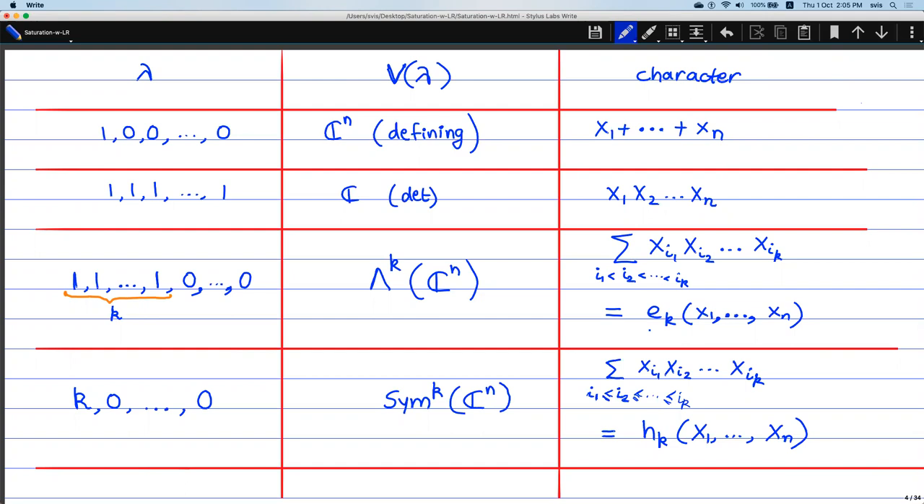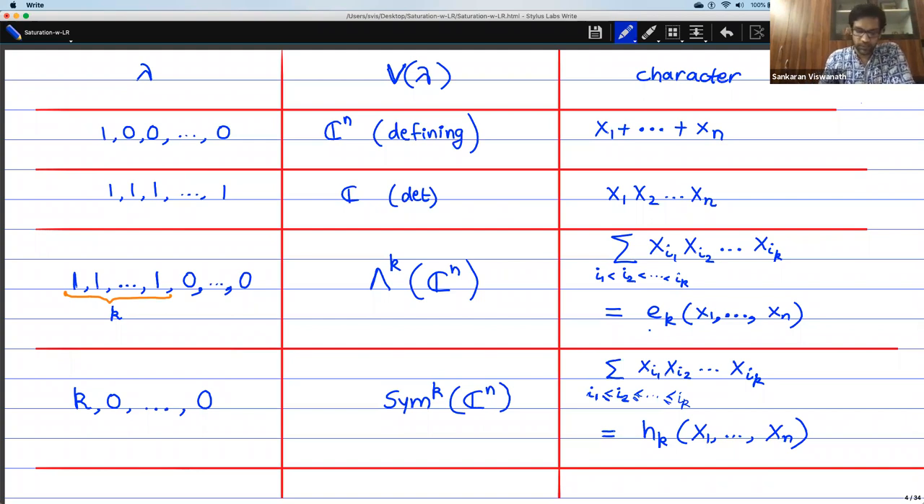Okay. So here I just try to tabulate some characters. If we take the defining representation, for instance, which is 1, 0, 0, 0 as lambda, then the character is just the trace of the matrix, because the diagonal matrix will just act as itself on C^n, and the trace is of course just the sum of the diagonal values. If I take all ones, then that's the determinant. That representation is the determinant, the one-dimensional representation, and so the trace is just the action of that matrix itself, which is the product of eigenvalues, the product of the diagonal elements.